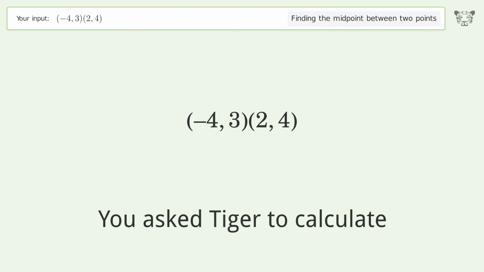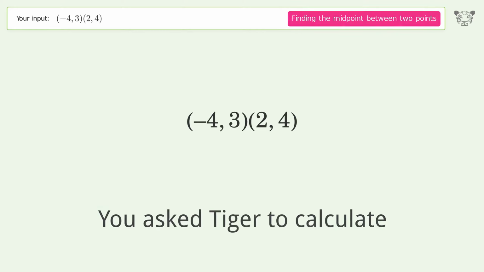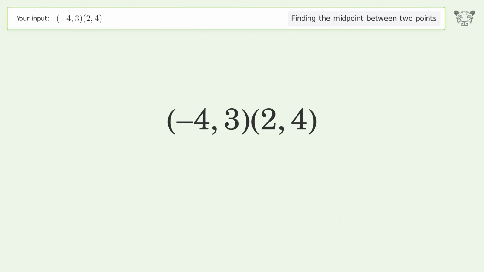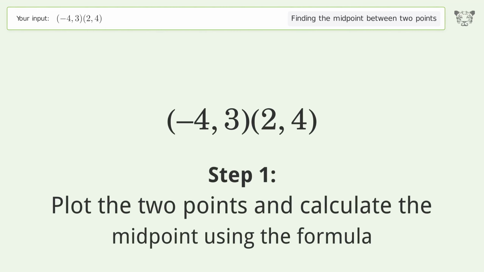You ask Tiger to calculate. This deals with finding the midpoint between 2 points. The midpoint between the 2 points is -1, 3.5. Let's solve it step by step. Plot the 2 points and calculate the midpoint using the formula.